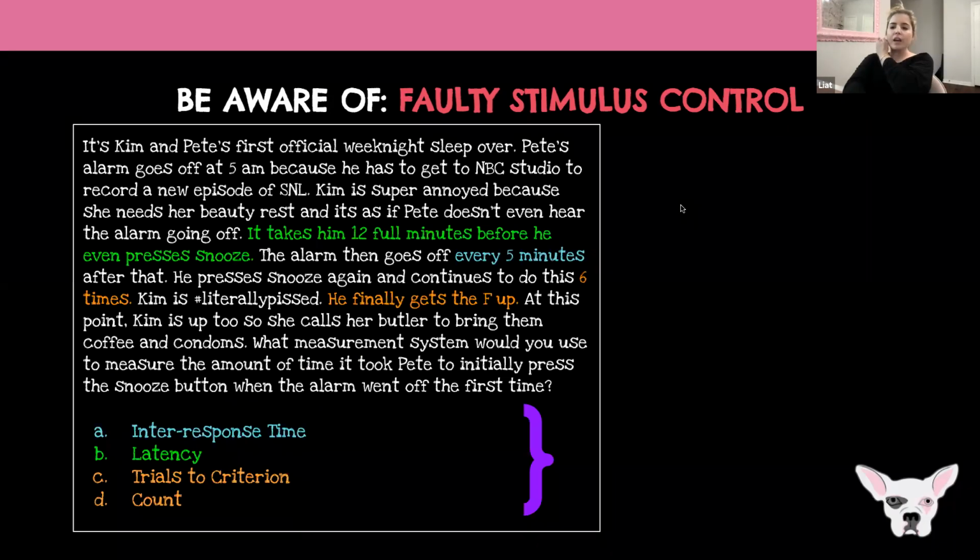All right, so now what I've done here is something that I wanted to show you guys. I hope this works. Casey's like, Leah, what are you doing? I'll let you use your beautiful mind for this. So let's see if you guys are going to see this. We know the end question, right? You told us this, Lois. You said, what measurement system would you use to measure the amount of time it took Pete to initially press the snooze button when the alarm went off the first time, right?